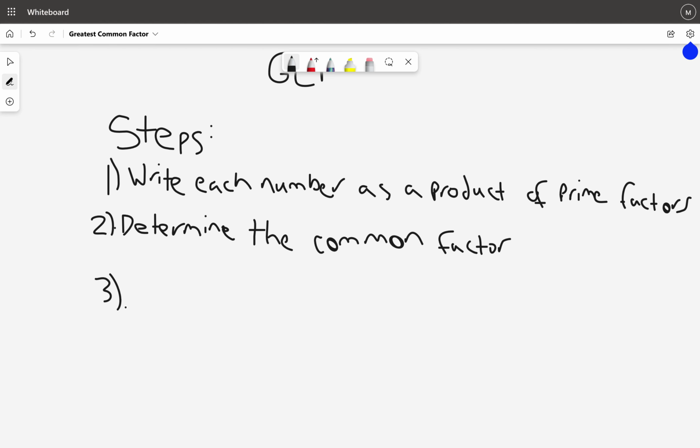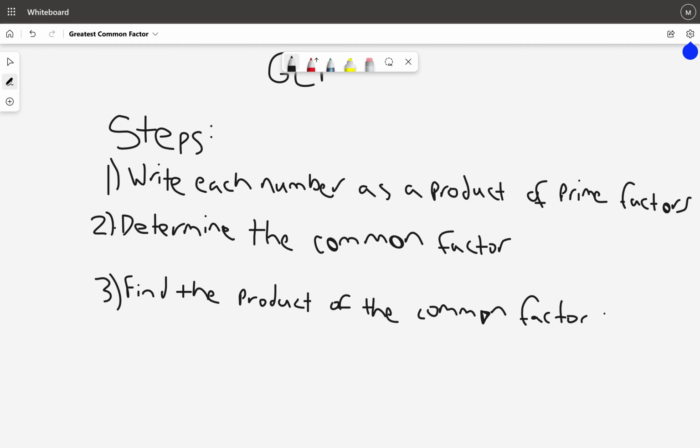Step 3. We have to find the product of the common factors found in step 2.